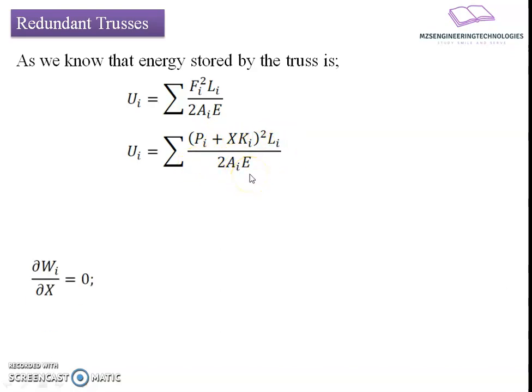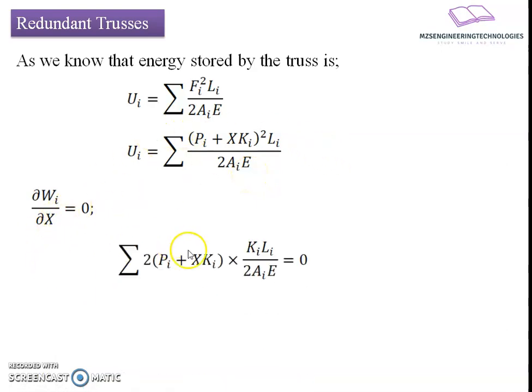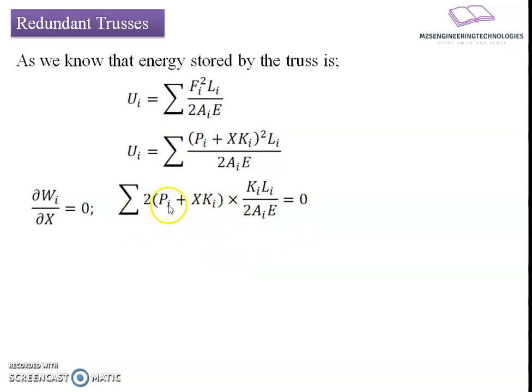Now to minimize it, I will take the partial derivative of this equation with reference to X, which results in 2 times Pi plus X into Ki, multiplied by Ki Li divided by 2 Ai into E, equals 0.